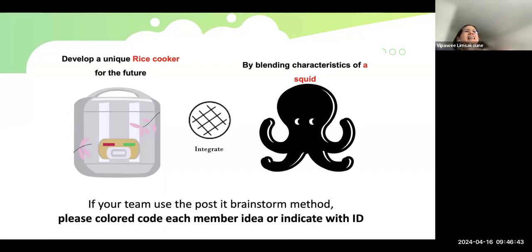And then the sub item is squid, or octopus. You blend the character of a squid, but not just directly blending. I suggest you think in all aspects regarding both the rice cooker and the squid. What could be the properties or the use, or something that you could integrate, to improve or develop a unique rice cooker for the future?